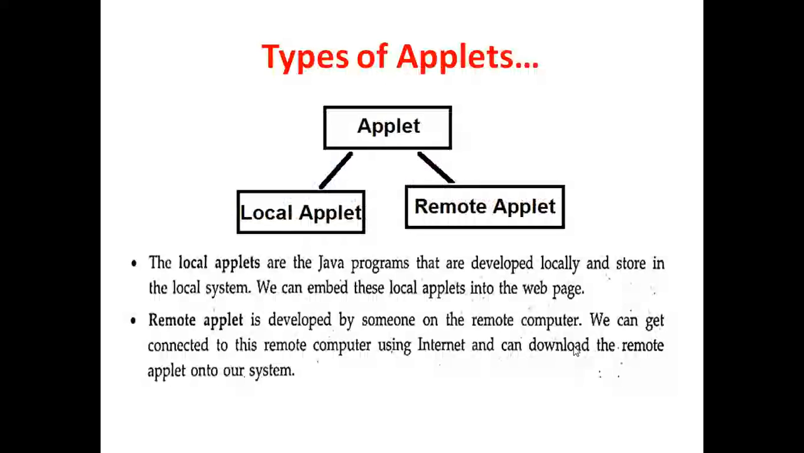There are two types of applets, that is local applet and remote applet. Local applets are Java programs that are developed locally and stored on the local system. We can embed those local applets into web pages. A remote applet is developed by someone on a remote computer. We can connect to this remote computer using the internet and download the remote applet onto our system.